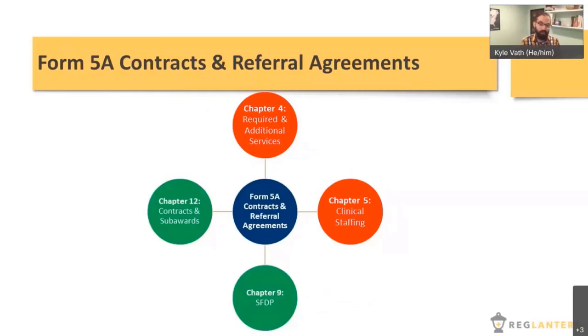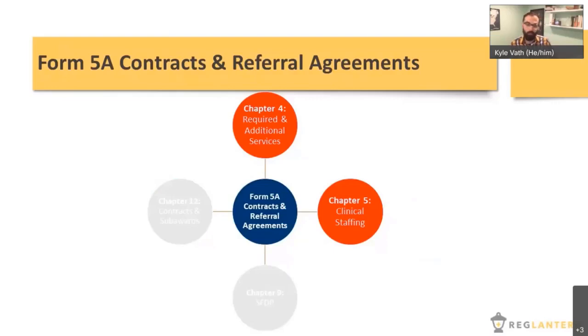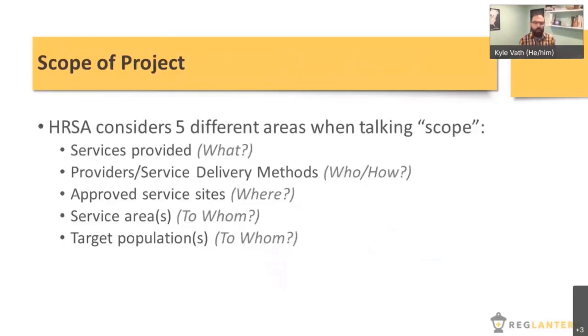So Renee yesterday talked a little bit about the two chapters that touch with Form 5A, which are chapters 9 and 12, sliding fee scale as well as contracts and subawards. And today we're specifically going to be talking about the clinical areas, Chapter 4, Required and Additional Health Services, which we're talking about right now. And as I mentioned, Chapter 5, Clinical Staffing, which is primarily credentialing and privileging, also touches on Form 5A. So 4, 5, 9, and 12 are the key areas to remember when you are looking at your Form 5A contracts and your MOUs. But specifically today, we're going to focus on 4 and 5. So one thing to understand when you're looking at Form 5A is that you are looking at your scope of project and you're documenting your scope of project.